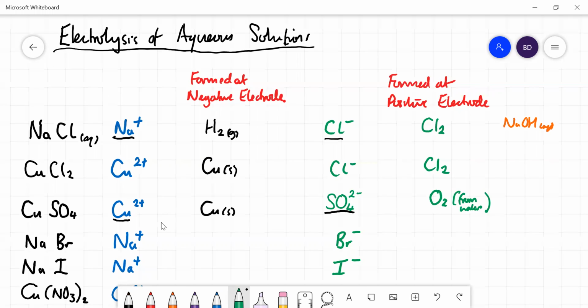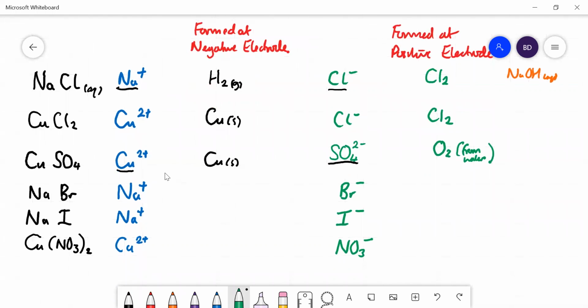Right, let's get on to sodium bromide. So you've got positive sodium ions in solution. So you're not going to get sodium metal, you'll get hydrogen. Now, bromide ions, like chloride ions, are in the same group of the periodic table, group 7, so you will get bromine produced there. Bromine will be in solution, and it will come out as gas.